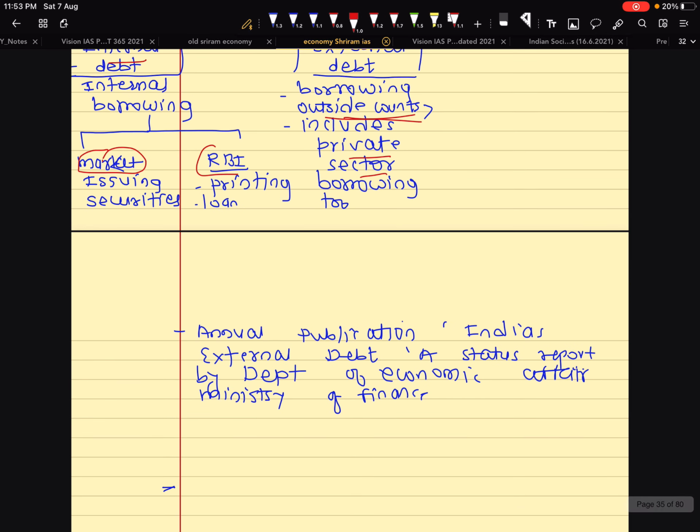Then there is an annual publication of India's External Debt Status Report by the Department of Economic Affairs of the Ministry of Finance.